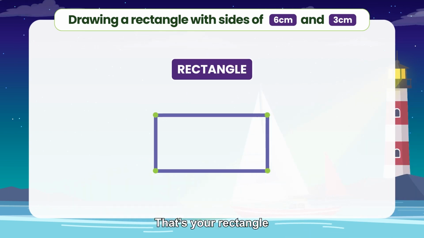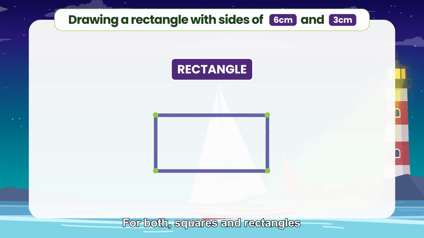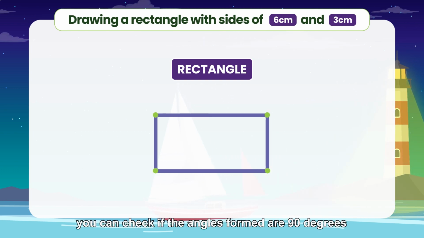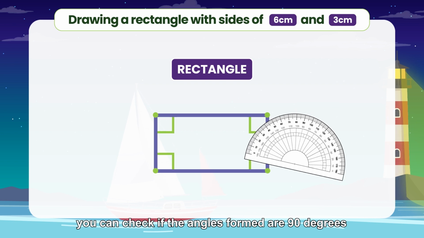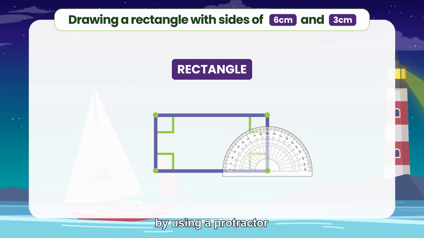That's your rectangle. For both squares and rectangles, you can check if the angles formed are 90 degrees by using a protractor.